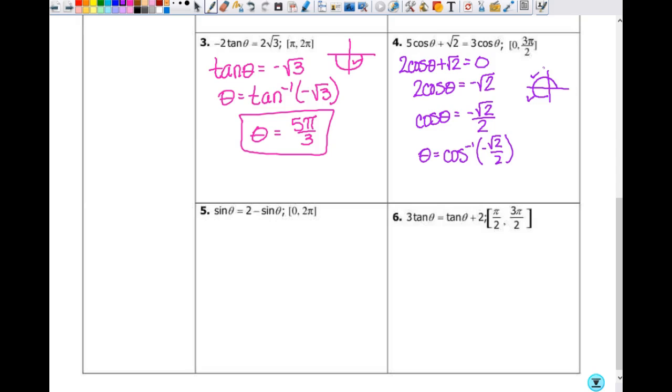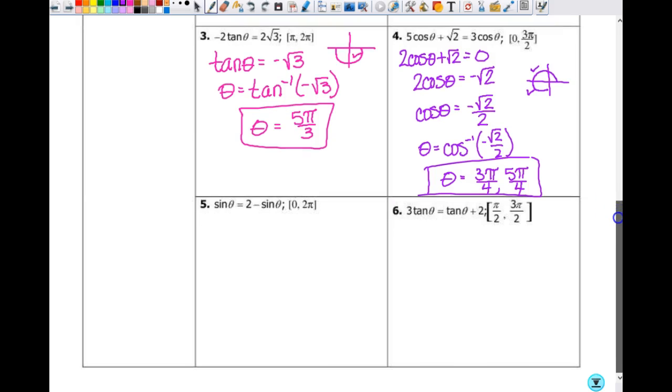So what's the cosine inverse just of the square root of 2 over 2? Pi fourths. So pi fourths, but I don't actually want pi fourths, right? But I need my second quadrant pi fourths angle. What's that? 3 pi fourths. And then my third quadrant, which is 5 pi fourths. Okay. Everybody good with all that? Easy enough? Okay, good deal.